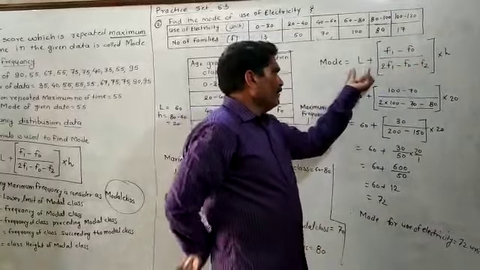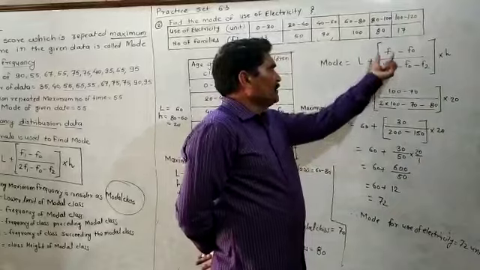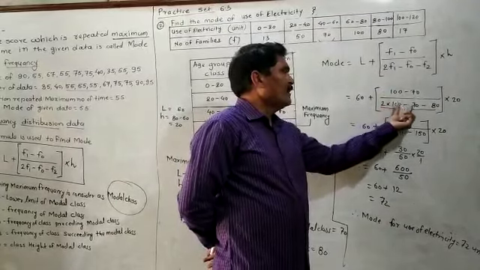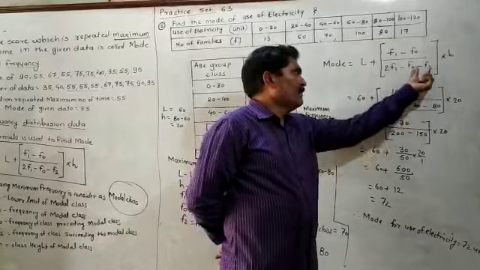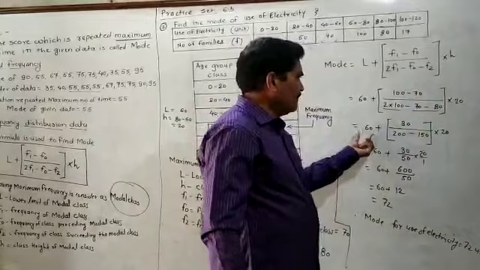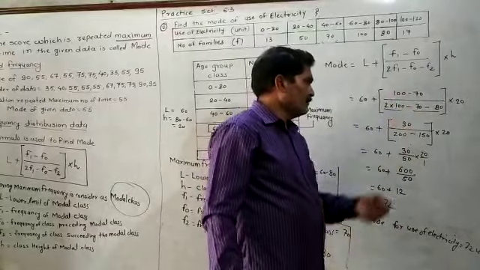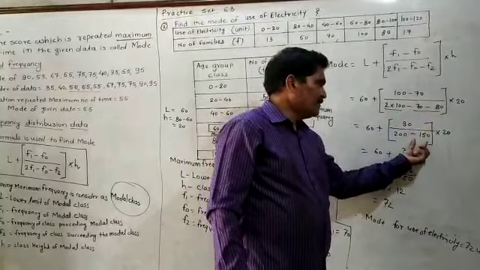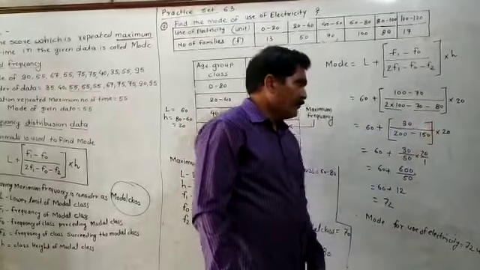So you have to put the values: L is 60, plus F1 is 100 minus F0 is 70, upon 2 into F1 is 100, minus F0 is 70, minus F2 is 80, into H is 20. So 60 as it is; 100 minus 70 is equal to 30. 2 multiplied by 100 is equal to 200, minus 70 minus 80 is minus 150, into 20.